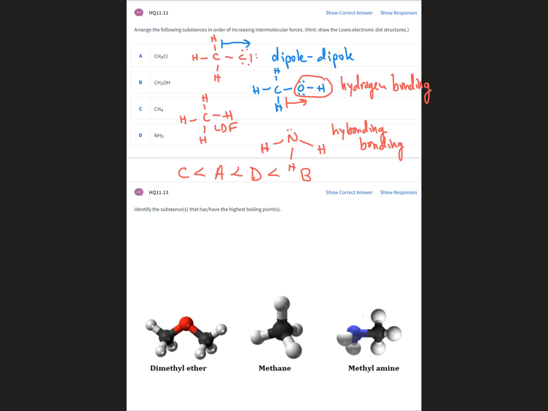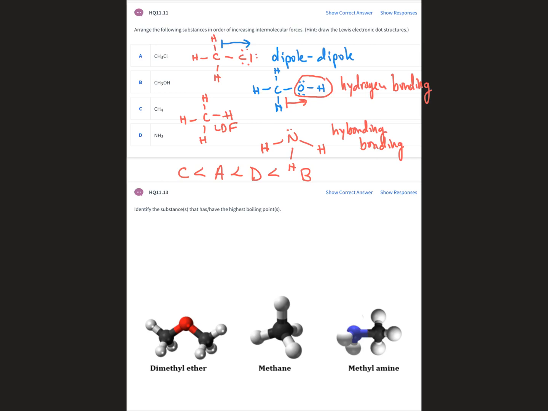London dispersion forces occur in nonpolar molecules. Those are going to have the lowest boiling point, so the weakest intermolecular forces. Next would be dipole-dipole, so I need to have a polar bond somewhere. And then after that, I'd have hydrogen bonding if I have a hydrogen attached to an oxygen, nitrogen, or fluorine. And that ties in with question 11.13.